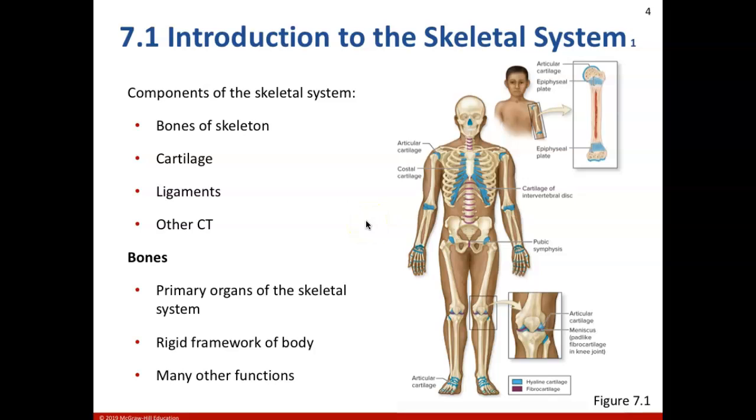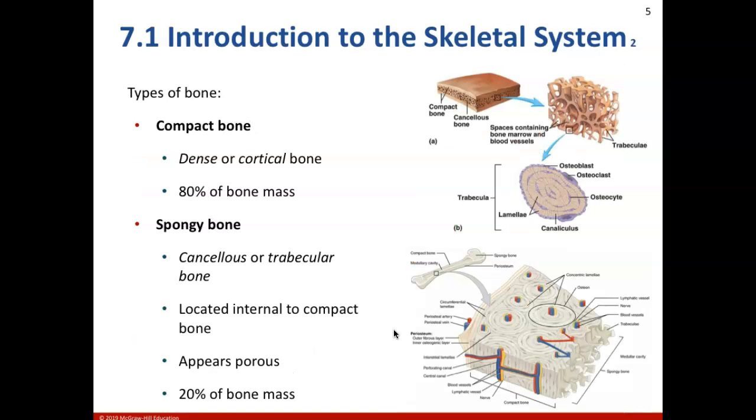Our bones are going to be the primary organs of our skeletal system. They're typically what you think of when we say skeletal system. And what they do is help form a rigid framework for our body. Otherwise, we would be a pile of gloop and bumps on the floor. And we also have many other functions that we'll discuss in this chapter.